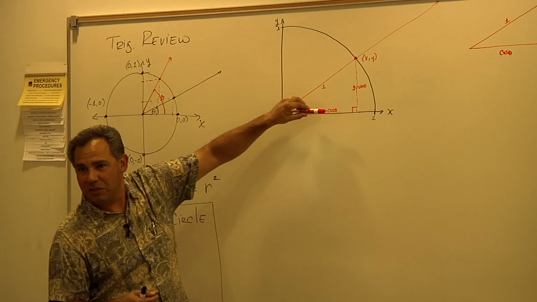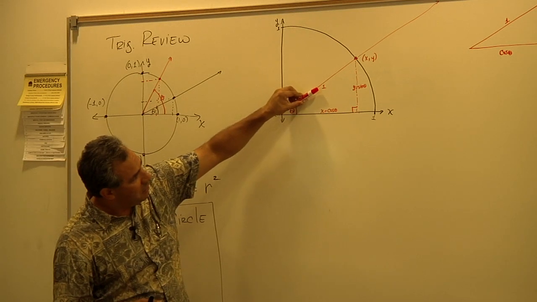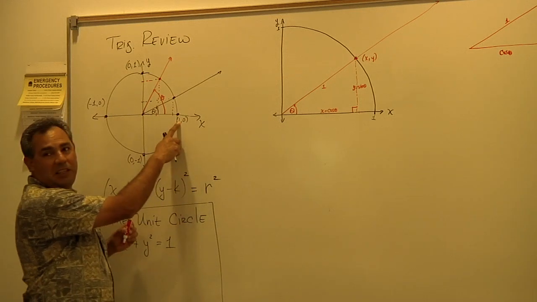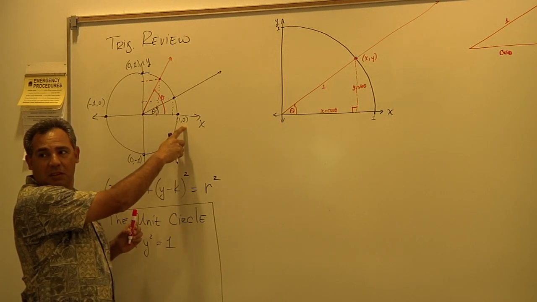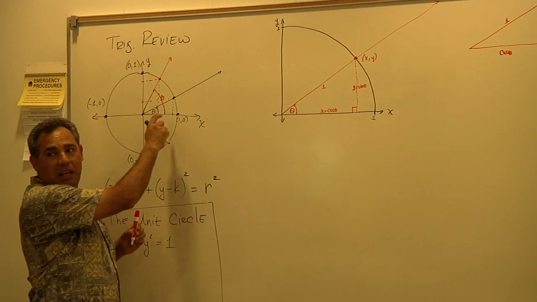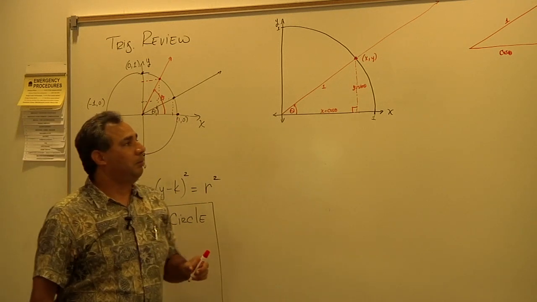What about the cosine of 0? What's the x value when theta gets to 0? Yeah, because you're going to be right here. That's the x coordinate. That's the what? Y coordinate when your ray is right here, right? At an angle of 0.